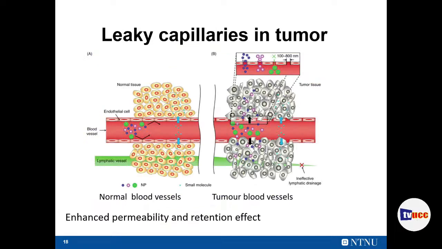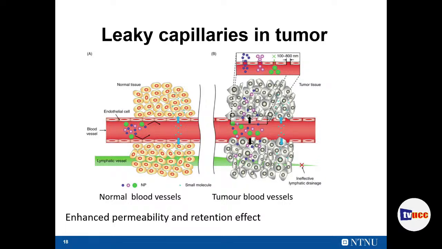So, something about that I mentioned: one of the main motivations for using nanoparticles is these leaky capillaries in tumors, which is illustrated here. Here you have a vessel with the endothelial cells forming the vessel wall. This is a normal blood vessel. And here you have a vessel in the tumor. And you see that between these cells that form the vessel wall, there are spaces.